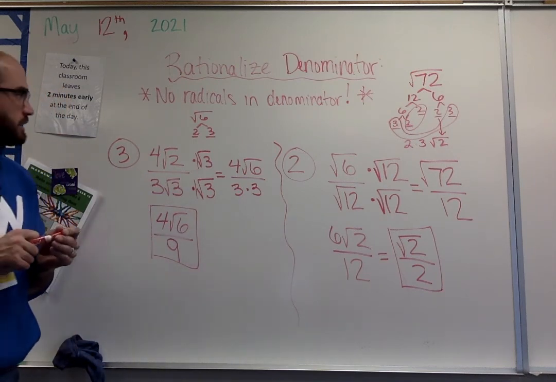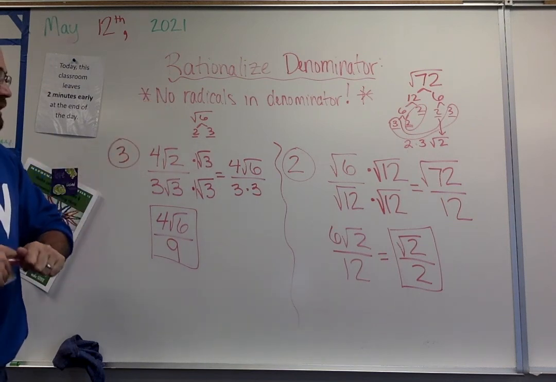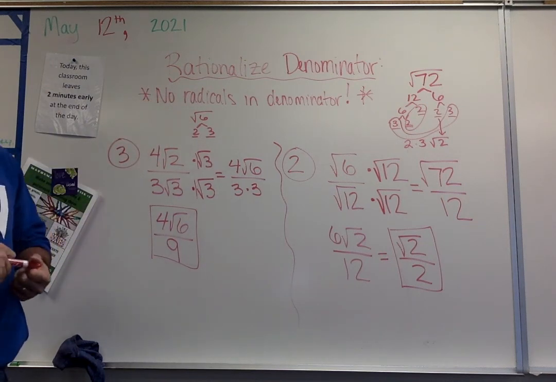That's the biggest thing here: our goal is to have no radical in the denominator at the end. Again, this is called rationalizing denominators.